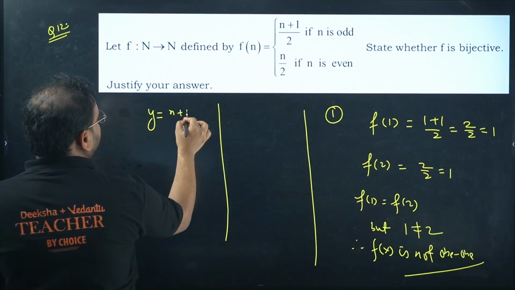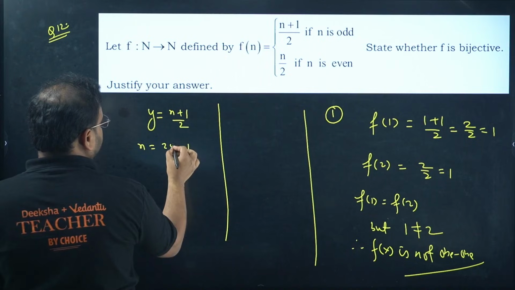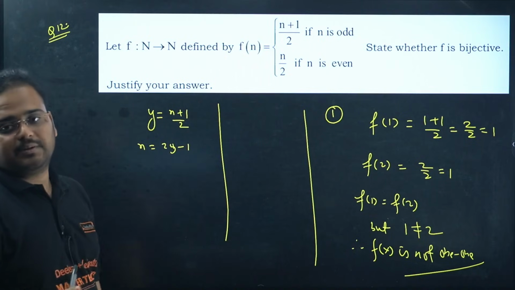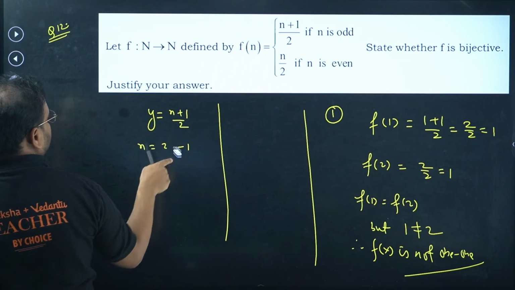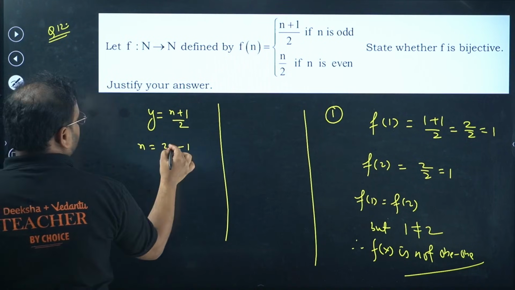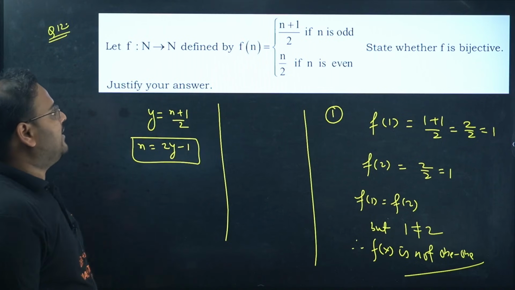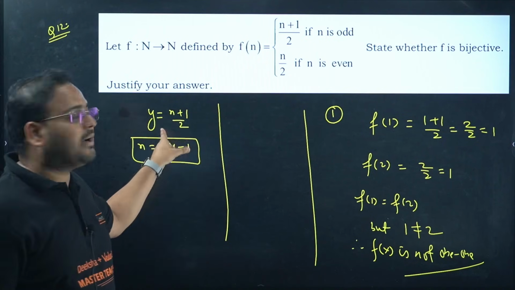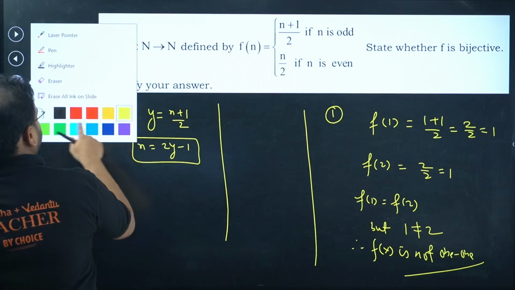So n plus 1 by 2 is there. Let's make n the subject. We'll get 2y minus 1. I'll repeat and rewrite this, looks confusing. If I take y equals n plus 1 by 2, n is 2y minus 1. Now check here.